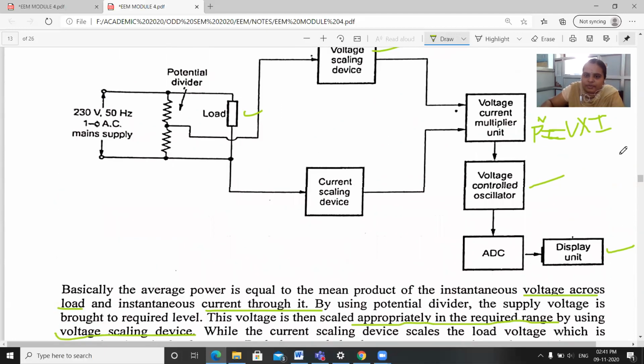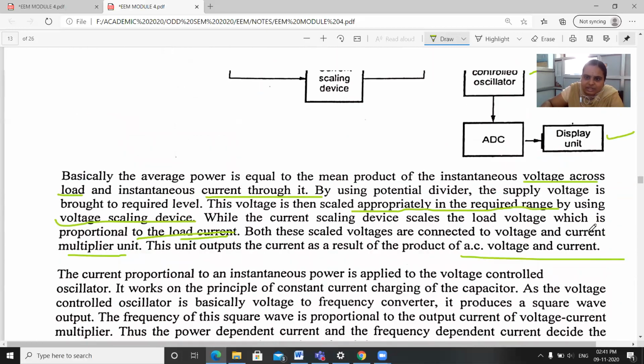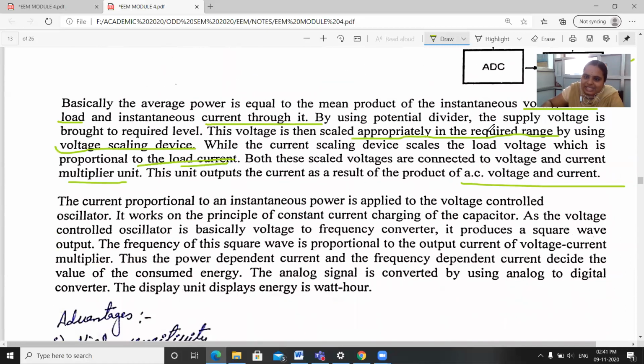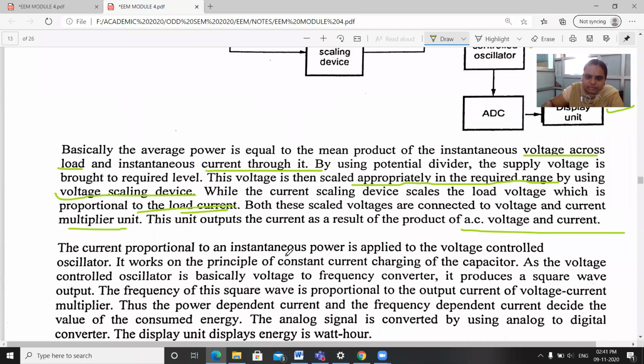Here they are connected. Then this unit outputs a current as a result of the product of AC voltage and current. The output we get is in terms of AC voltage and current. Then the current proportional to the instantaneous power is applied to the voltage controlled oscillator. I can write power in terms of I square into R, right? Based on that, it is applied to the voltage controlled oscillator.